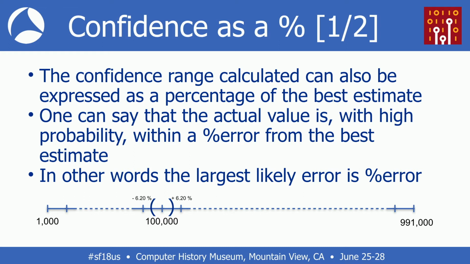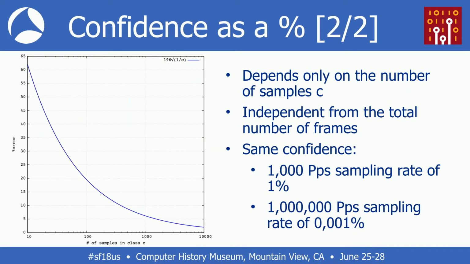The interesting thing of this error percentage is this one. This is the function that shows us the percentage of error. In our example, we have seen that there were 1,000 HTTP samples. And if we look at this line, we get exactly 6.20% as shown in the previous line.